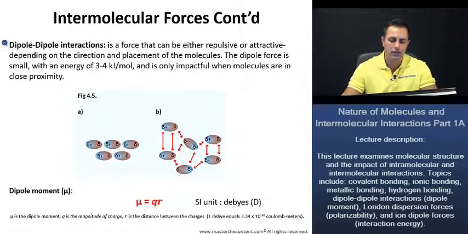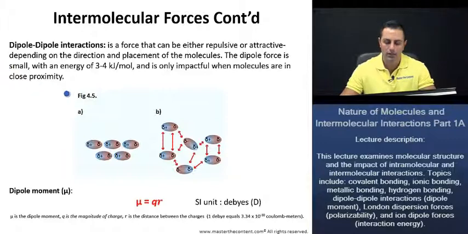Here we'll now take a look at dipole-dipole interactions, and let's once again begin with a definition. It is a force that can be either repulsive or attractive depending on the direction and placement of the molecules. The dipole force is small with an energy of 3 to 4 kilojoules per mole and is only impactful when molecules are in close proximity.